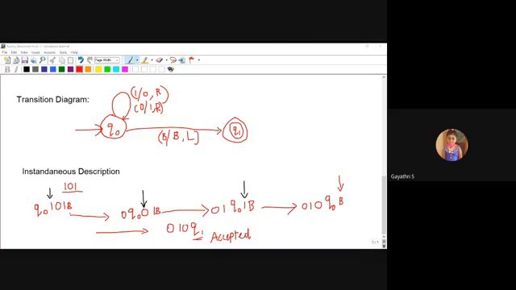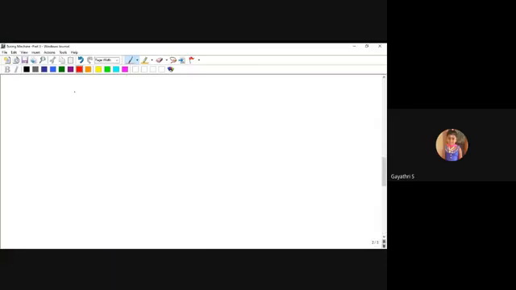So clear? Okay, what about the others? I will move to the next problem. One's complement is over. Next, design a Turing machine for 2's complement.